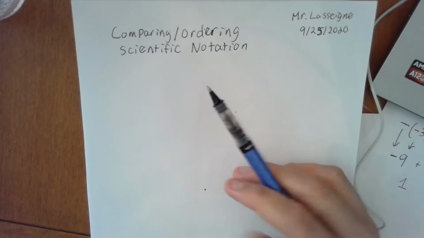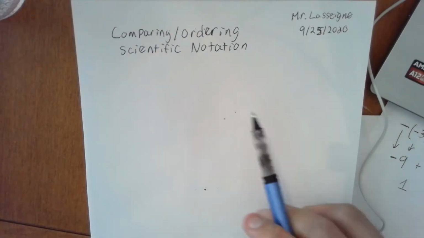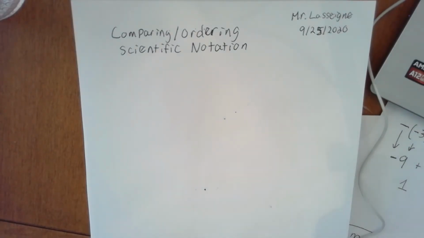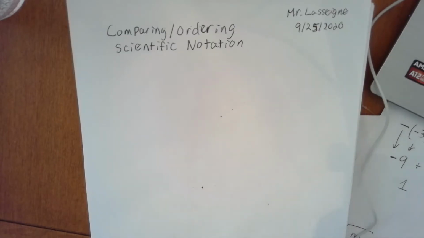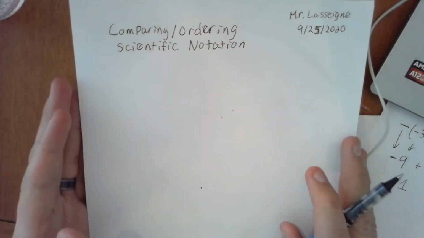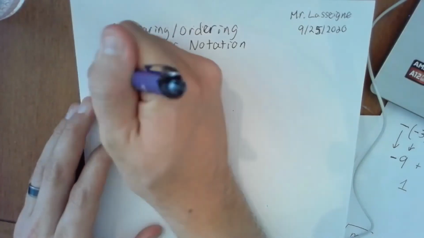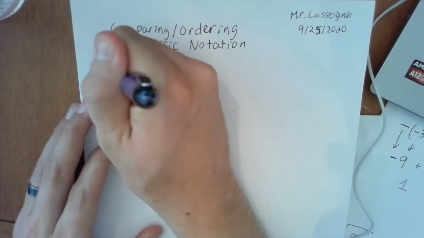Scientific notation. Now a couple days ago we learned what scientific notation was, and one of the major advantages of having numbers in scientific notation is that it allows us to compare and order them really easily to figure out which numbers are smaller than others, or vice versa, which numbers are bigger than others. So let's go ahead with an example so I can show you how it works.